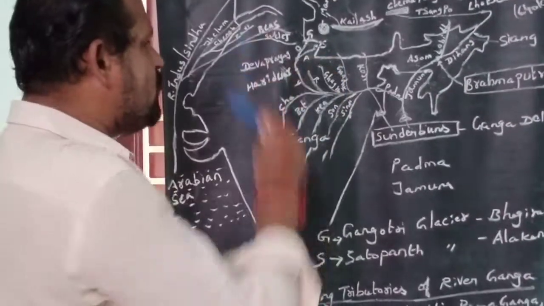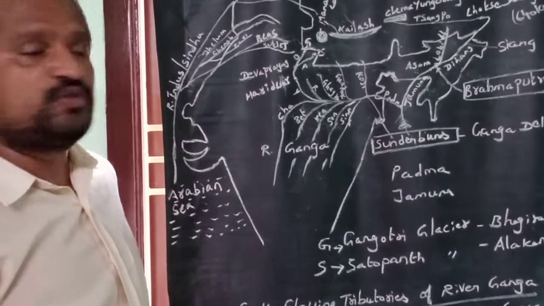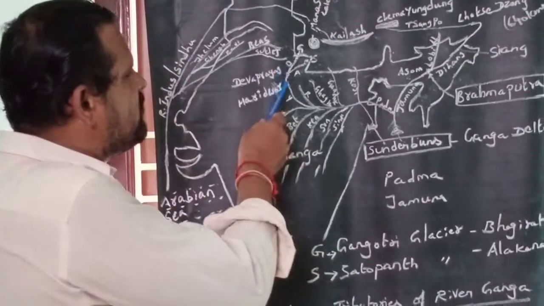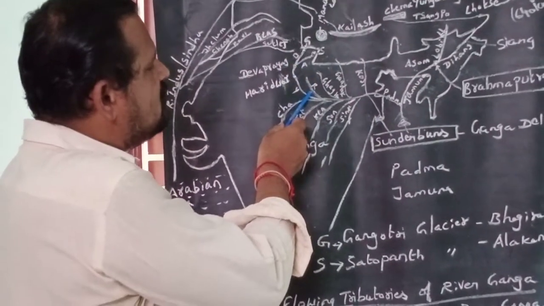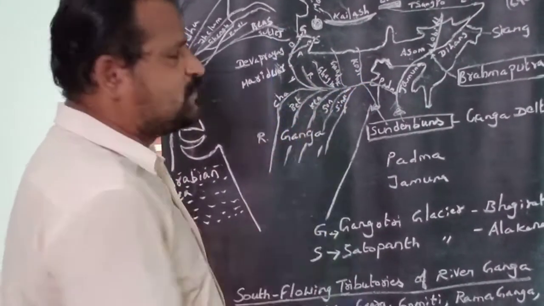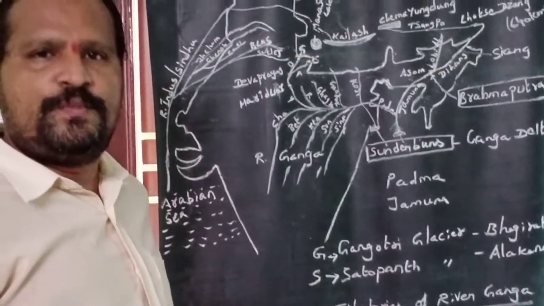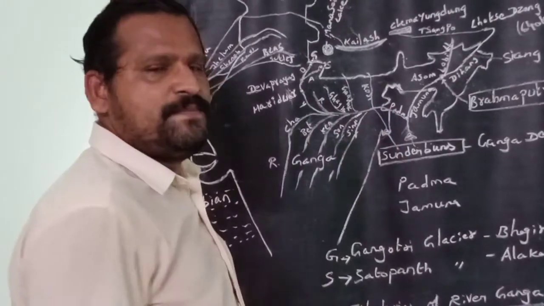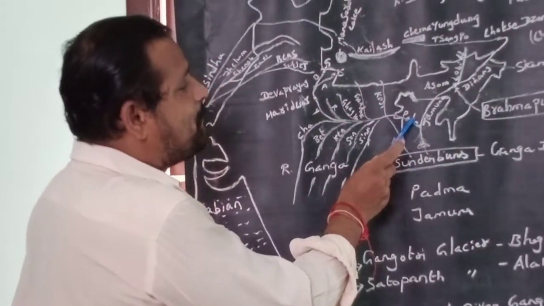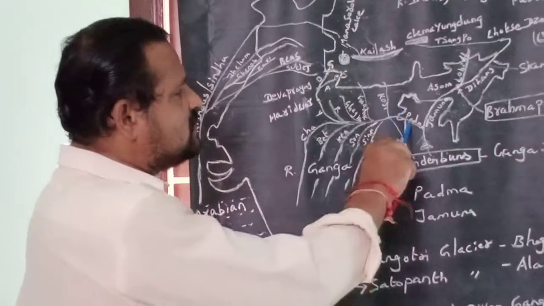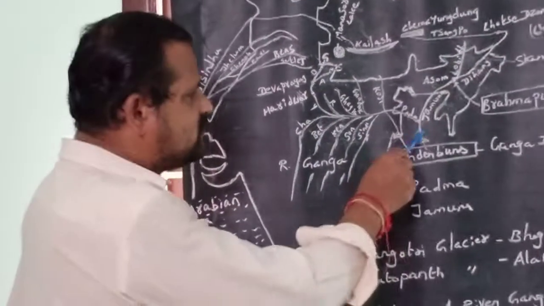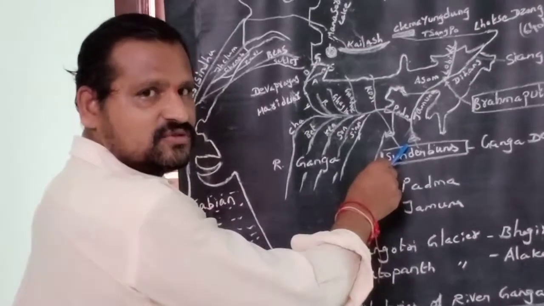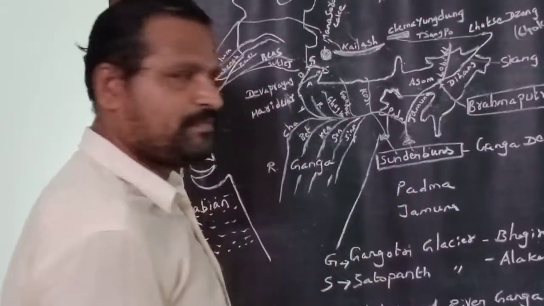From there it flows to Haridwar. In Haridwar, the Ganga river flows very clearly. In which states does the Ganga river flow? River Ganga flows in Uttarakhand, Uttar Pradesh, and Bihar. When coming to West Bengal, the river Ganga divides into two branches. One branch enters Bangladesh. In Bangladesh, the river Ganga is called Padma, joins with the Jamuna river, and forms a triangular basin called a delta, the Ganga Delta or Sundarbans, and at last reaches the Bay of Bengal.